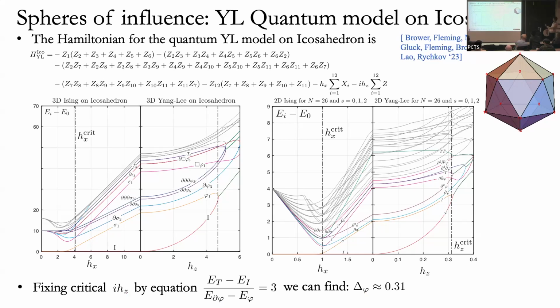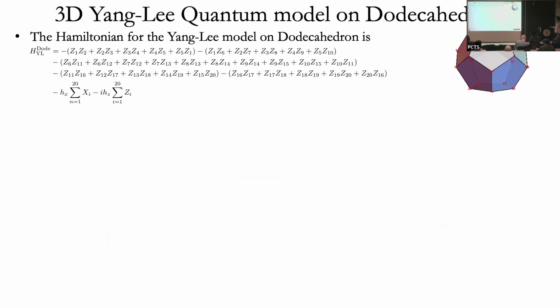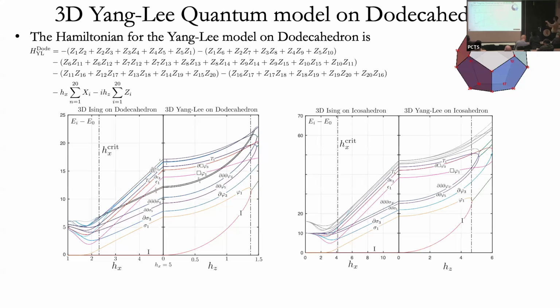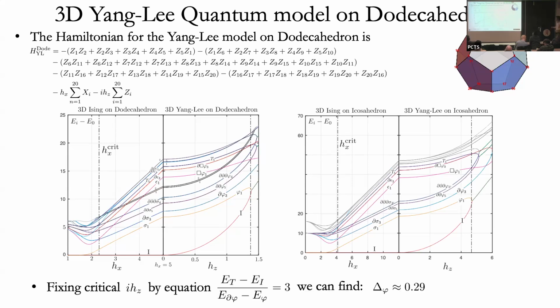So fixing this to be free, we can get this pseudo critical line and measure phi at this critical line, which is pretty close to what we know from the phi epsilon expansion. Then, just for fun, we play the same on the dodecahedron, which has 20 spins. The same picture: higher levels slightly shuffle and become outliers here, but more or less things are the same. And if you do the same thing, you get an even better delta phi.